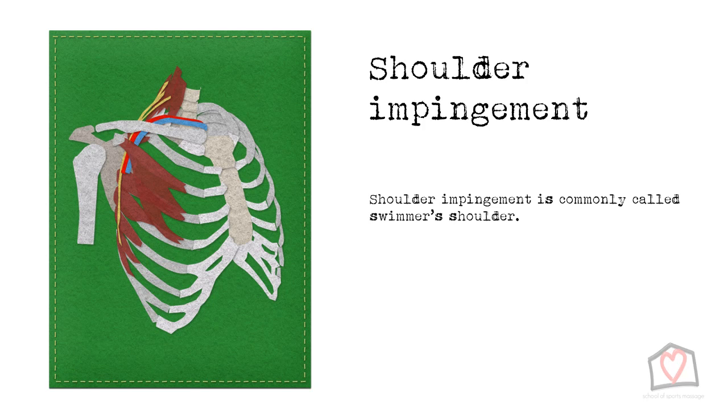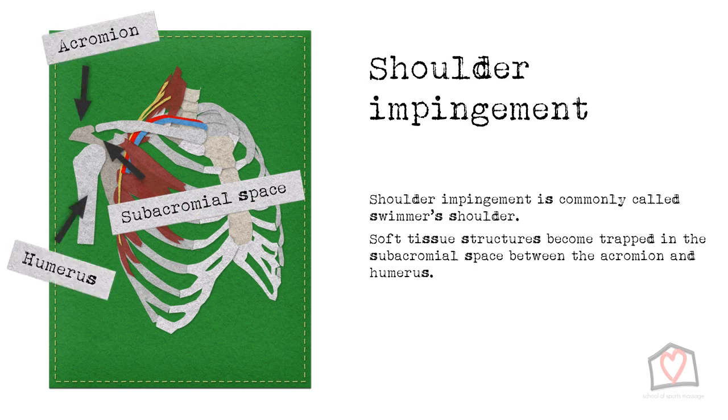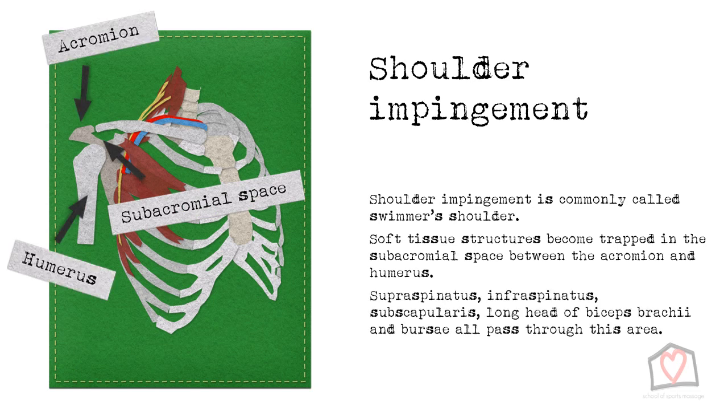Shoulder impingement, commonly called swimmer's shoulder. This is when the soft tissue structures become trapped in the subacromial space between the acromion and the humerus. Several structures pass through this space, including supraspinatus, infraspinatus, subscapularis, the long head of biceps brachii, and several bursa.